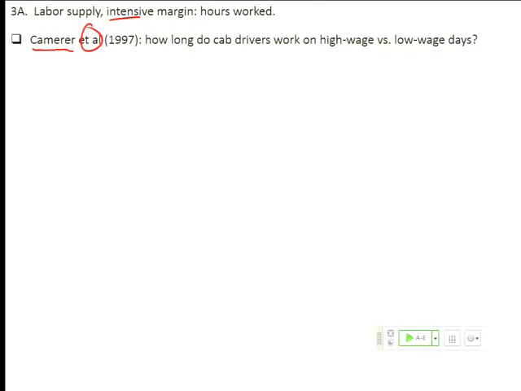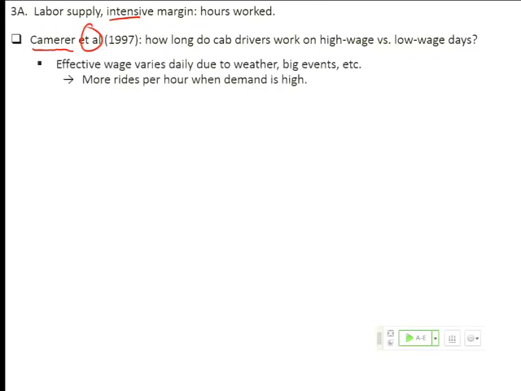Okay, how long do cab drivers work on high wage versus low wage days? You would think, why do we care about cab drivers? The reason is that in order to study the effect these people wanted to investigate, they needed a very particular kind of labor market, one in which workers choose their own hours. Most cab drivers lease their cab from some company for a fixed amount of money, and then they go out and decide how long to work. They have the car for something like 12 hours, they can take breaks, and they stop working whenever they want. So they set the intensive margin of their labor supply themselves.